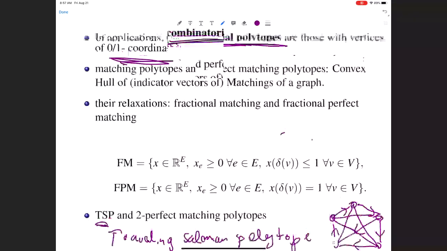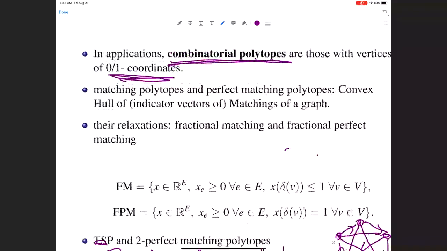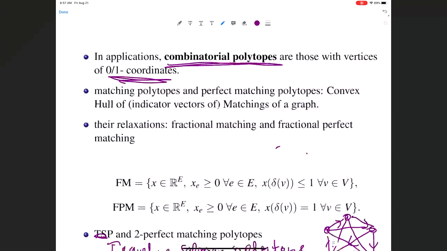Another example is matching polytopes, where I have a graph and I have a 0 or a 1 depending on whether I have the matching on a graph or not, right? So I'm matching jobs to people or whatever. So I can study these types of polytopes and try to say something about the diameter of these polytopes, okay?